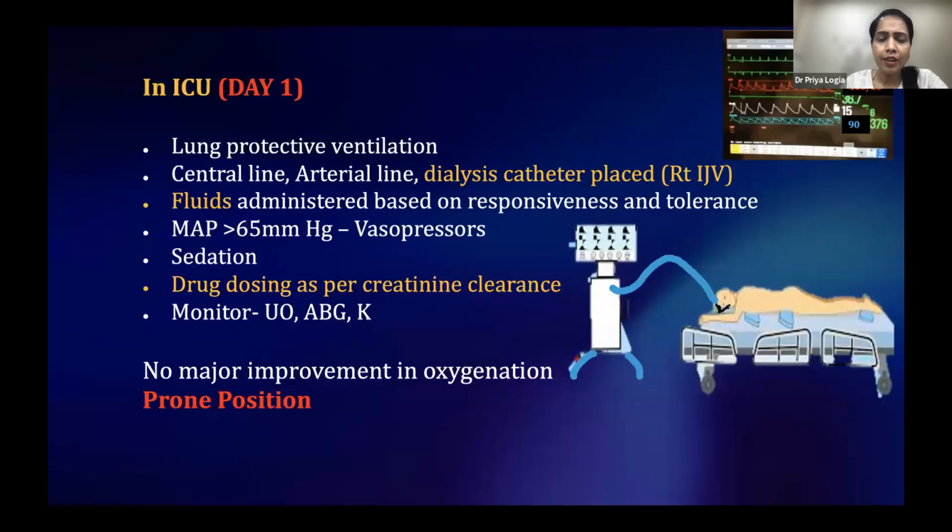So, day one in ICU, the patient was put on lung protective ventilation. Lines were placed, the central, arterial, and the right IJV dialysis catheter. Fluids were administered carefully based on the fluid responsiveness and the tolerance, and vasopressors titrated to maintain a mean arterial pressure. The drug dosing was done as per the creatinine clearance, and because the patient was clearly hypoxemic despite maximal ventilatory support, the patient was proned.